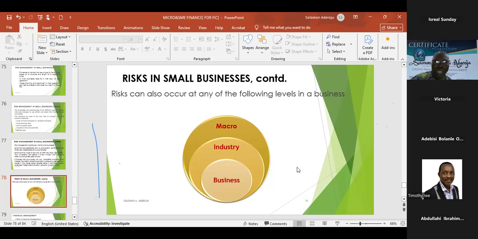So as a lender, you need to consider the risk at global level, the risk at macro level, the risk at industry level, and also the business itself, which has its own peculiar risk. So when you want to analyze, you need to study all those risks together.